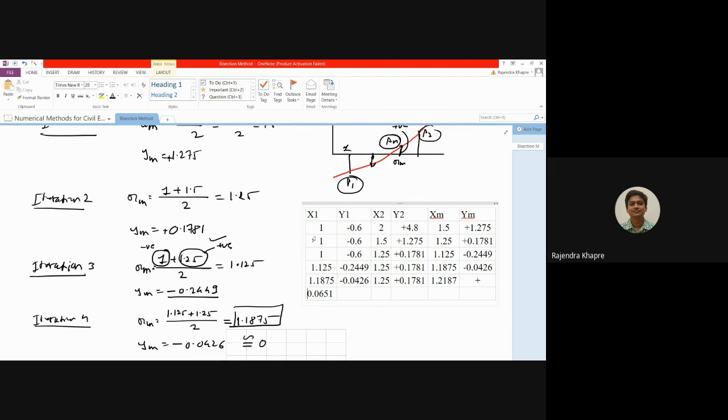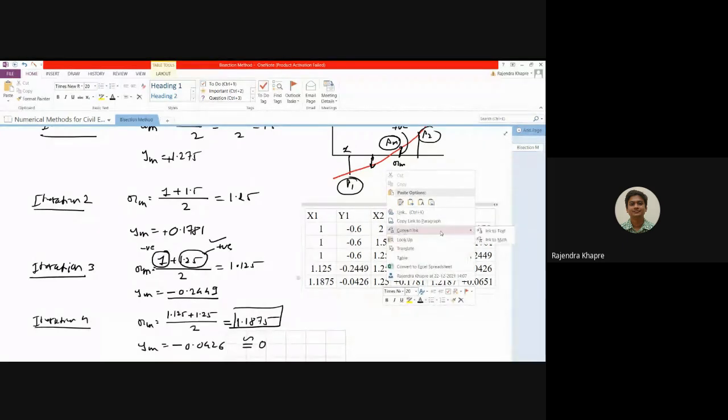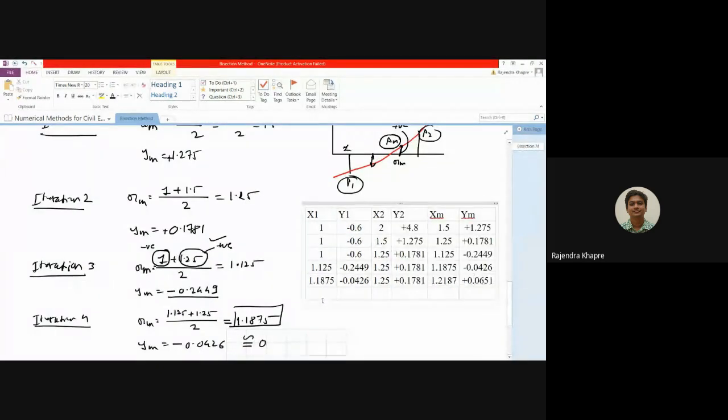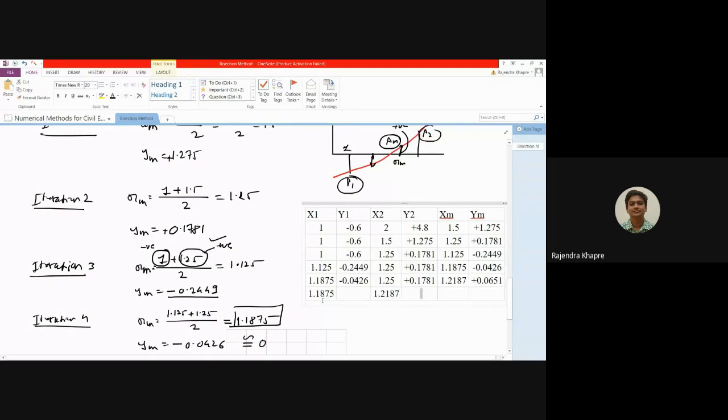Okay, so now can anybody tell me what should I write in the next row? What should I write? Sir, 1.1875. One minute, 1 point. Okay, and here 1.2187. Correct. Okay, because this value is positive, whereas this value is negative. Okay, so please go for bisection one more time.